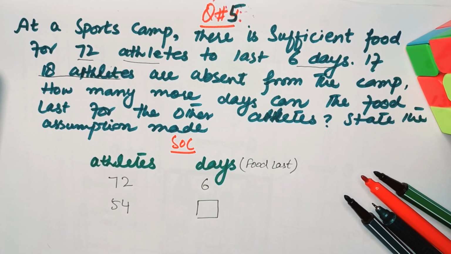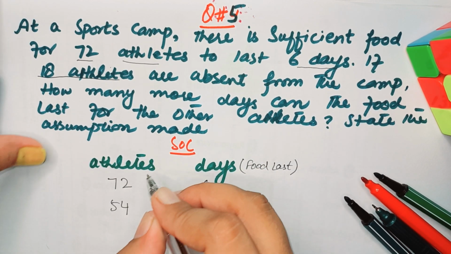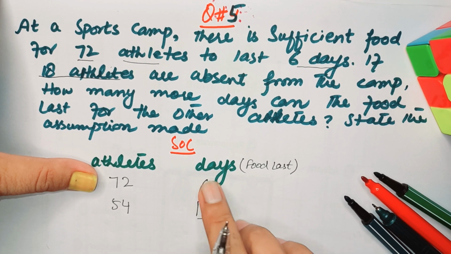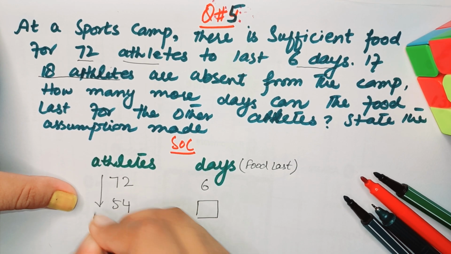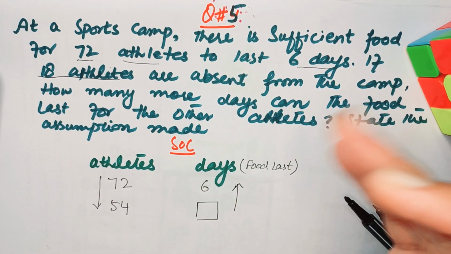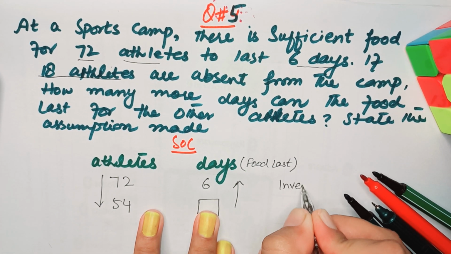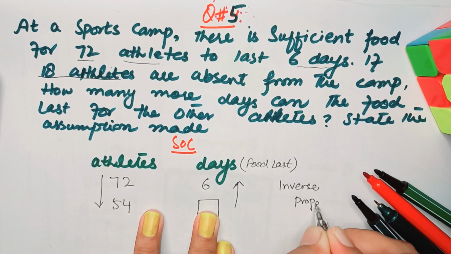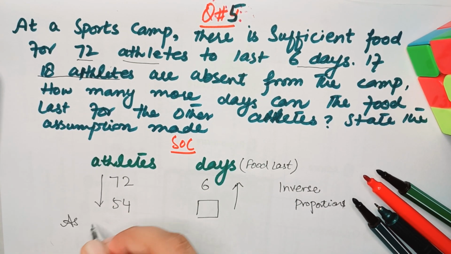Now we have to find the number of days the food lasts for. So first check out the relation. So dear students, 72 athletes we were having and food lasts for 6 days. Now we have less athletes, so it means that the food will last for more days. मीन अब हमारे पास एथलीट्स कम हो गए हैं तो ऑब्वियसली उनका फूड ज़्यादा दिन के लिए सफिशिएंट हो जाएगा. So you can observe here the inverse relationship, inverse proportion, because one quantity is increasing and one quantity is decreasing. So you have to remember the relationship.